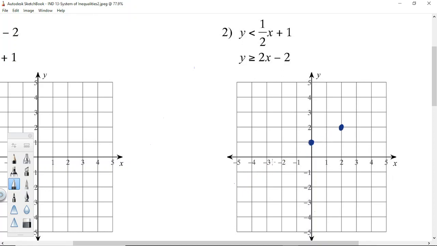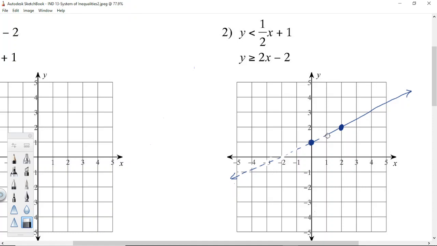I'll try to do a little bit better. And now we need to shade one side of that. Oh, this should have been a dashed line for this first one. Let's see if I can erase part of it and make that dashed. Is this going to work? Oh, that's pretty good. Oh, it's erasing part of the graph too, though.